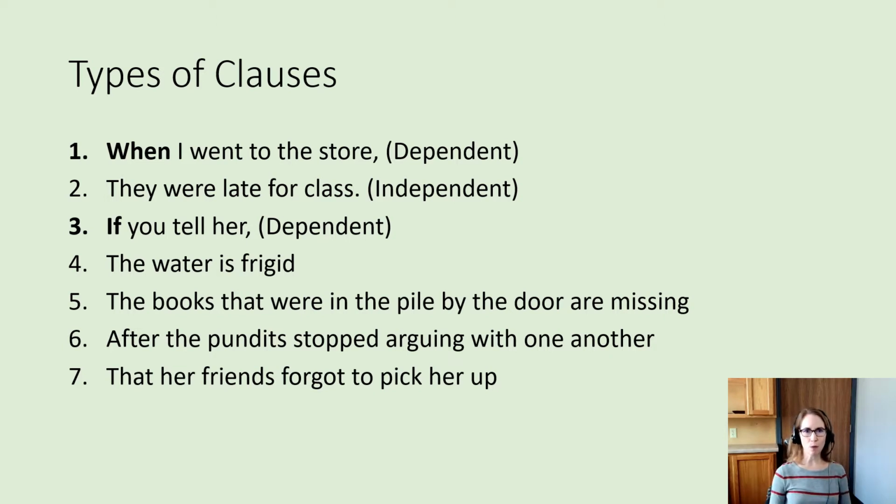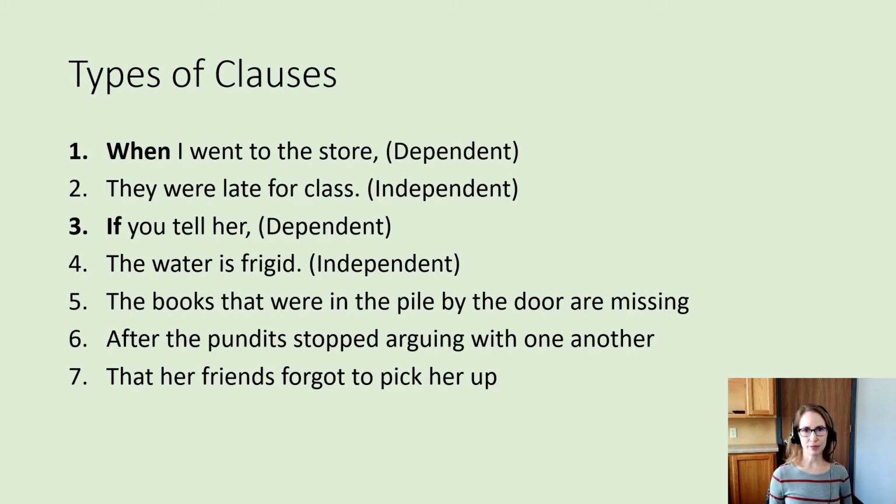Our next one, "the water is frigid." Notice there's no subordinating word at the beginning, and so that's independent, and we're going to put a period there. We've got that subject, "water." We've got the complete predicate, "is frigid." Boom, you're done. Independent clause, complete sentence.